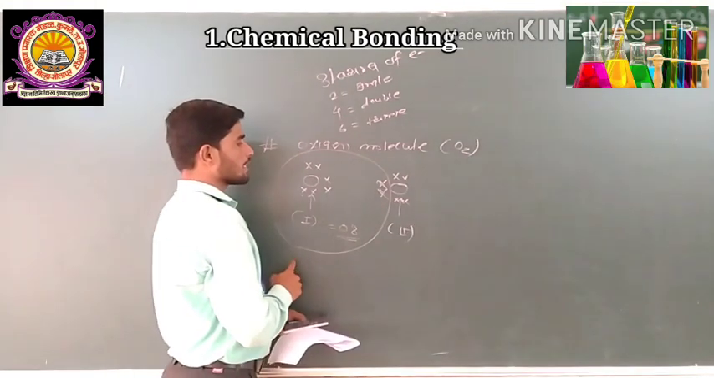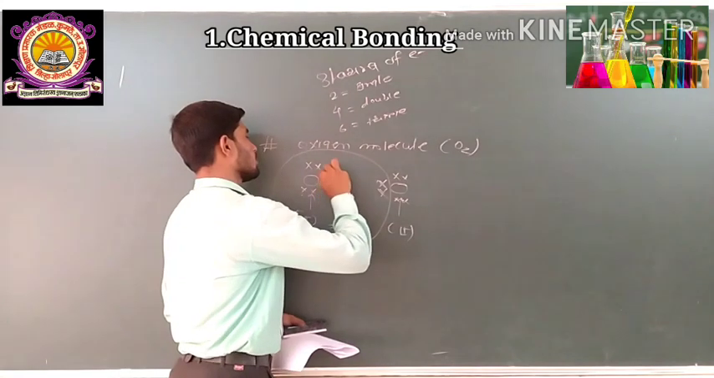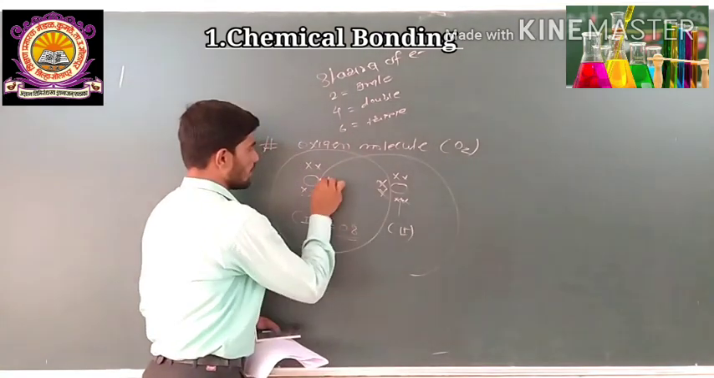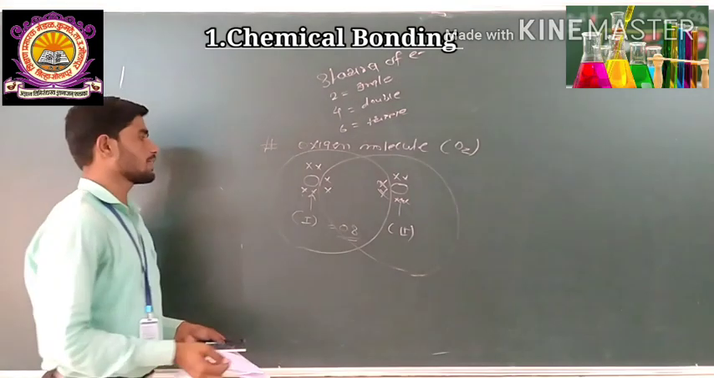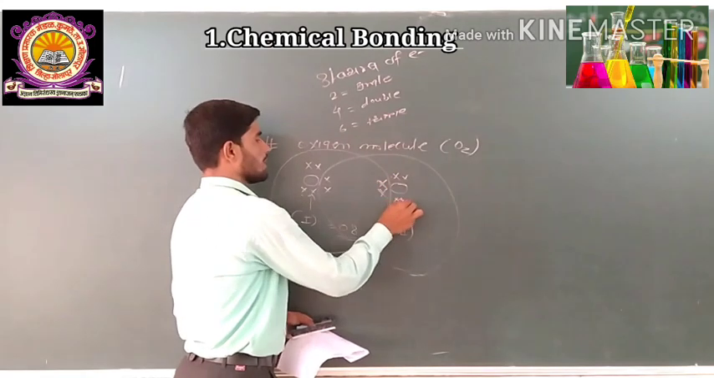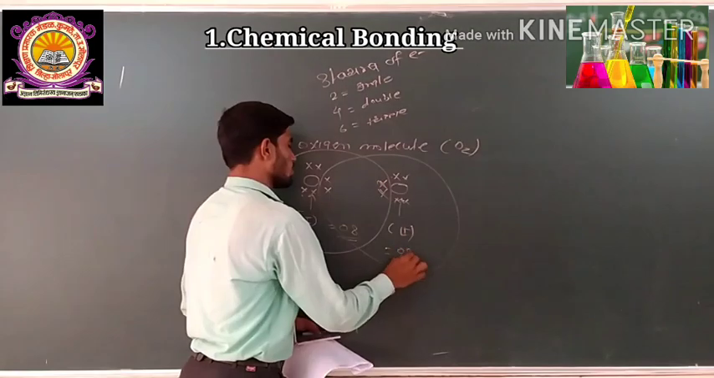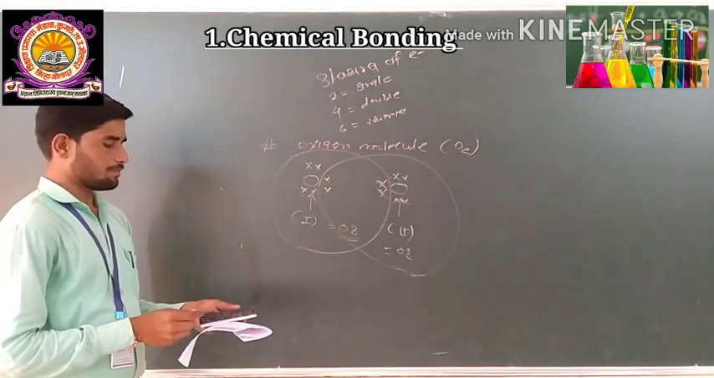Same phenomena will take place in the second atom. This oxygen atom takes 2 electrons from the first atom, and it can complete its octet. Like 1, 2, 3, 4, 5, 6, 7, 8. It means that the octet of the second atom is also completed.